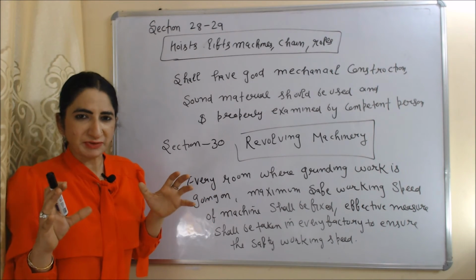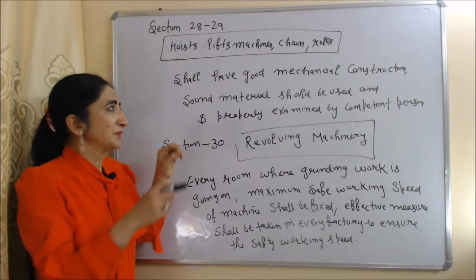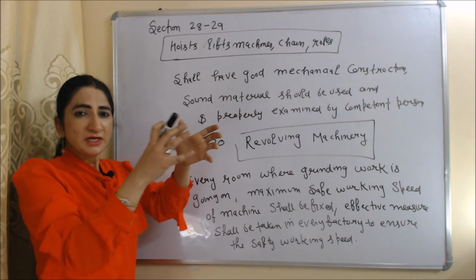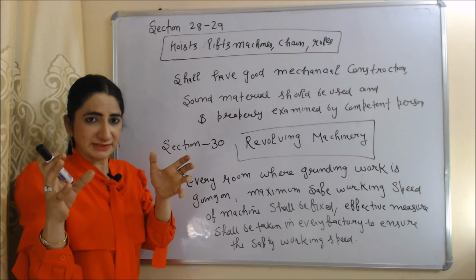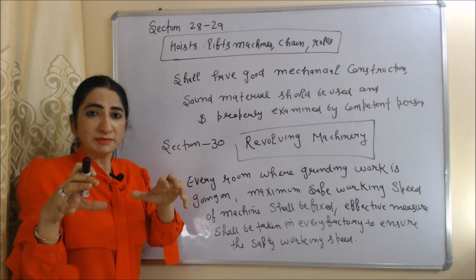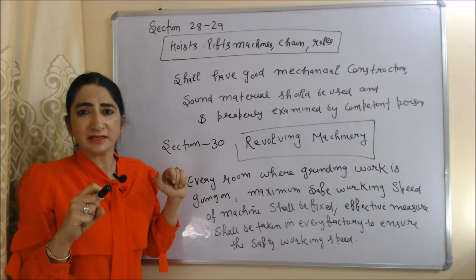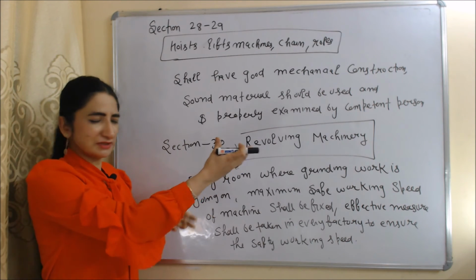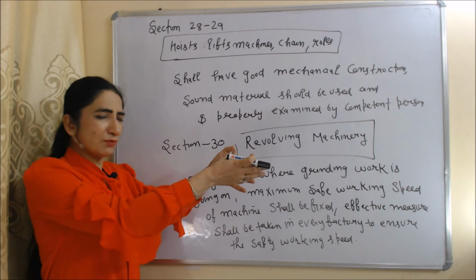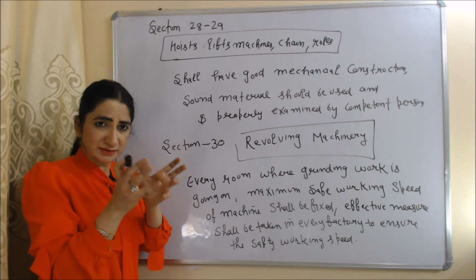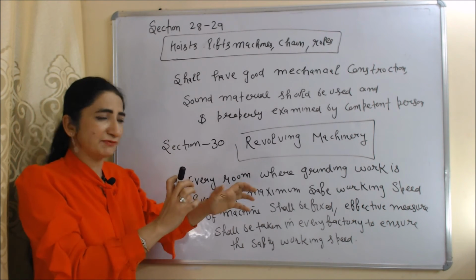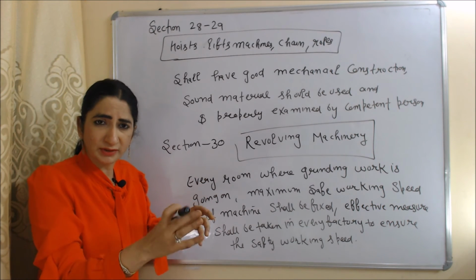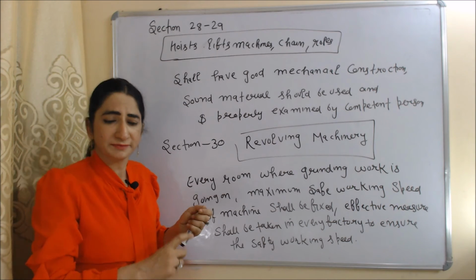According to sections 28 and 29, every hoist, lift, machine, chain and rope should have good mechanical construction, should use sound material and should be examined by a competent person. Section 30 talks about revolving machinery. In every room where grinding work is going on, the factory must fix a maximum safe working speed and from time to time check whether all work is going on at this safe speed or not.